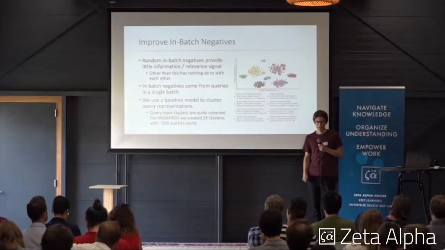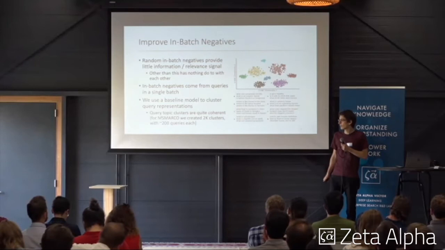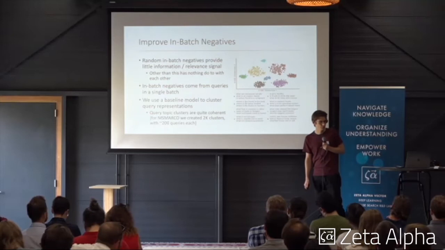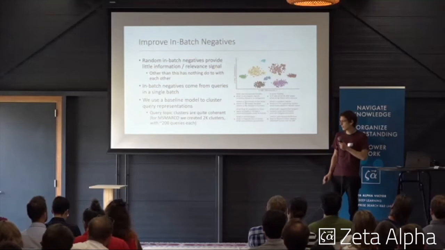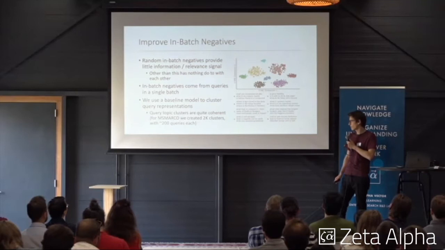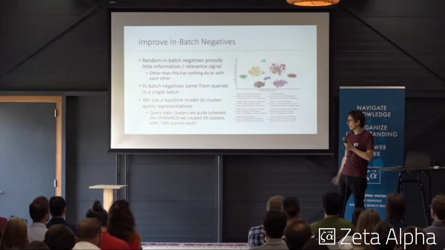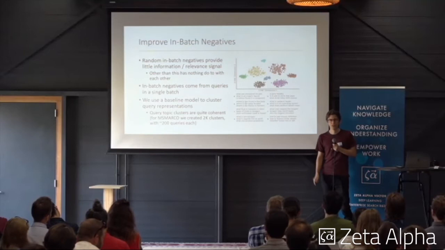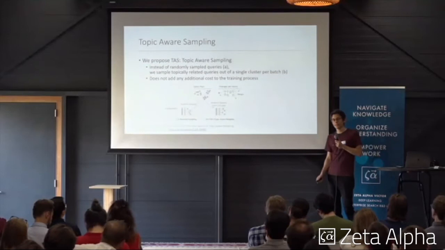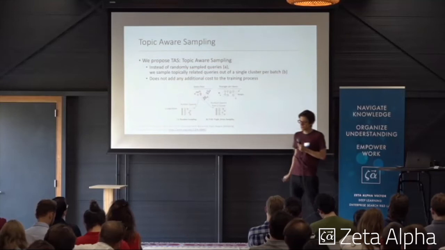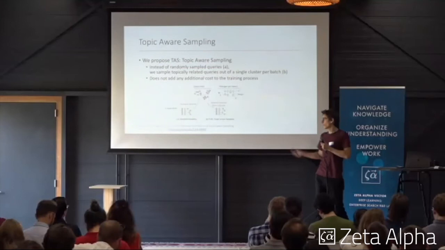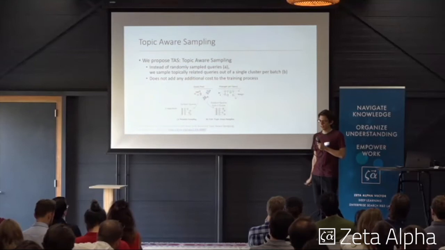So what we are doing is that we use a baseline model to cluster our query representations and create topically related clusters of queries. And here in this example, you can see randomly sampled clusters and queries. And inside a cluster, the queries tend to be quite topically related. But if you now imagine taking in-batch negatives between different clusters, the information for the model is quite low. So our topic-aware sampling makes use of that. And instead of randomly sampling queries out of our whole query pool, we randomly sample queries out of a single cluster so that all the queries we use for in-batch negatives have something to do with each other.